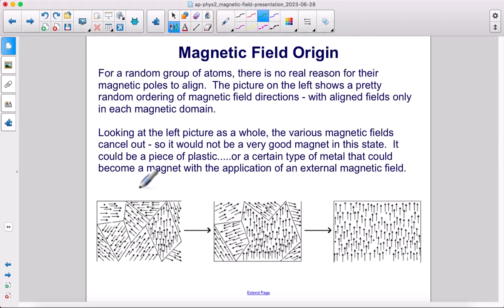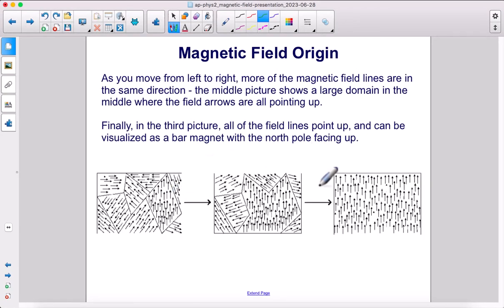For a random group of atoms, there's no real reason for their magnetic poles to align. The picture on the left shows a pretty random ordering of magnetic field directions, with aligned fields only in each magnetic domain. Looking at the left picture as a whole, the various magnetic fields cancel out, so it would not be a very good magnet in this state. It could be a piece of plastic or a certain type of metal that could become a magnet with the application of an external magnetic field.